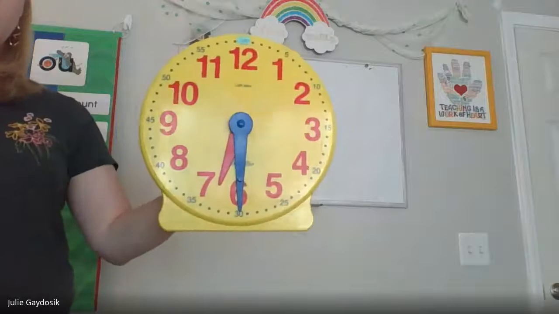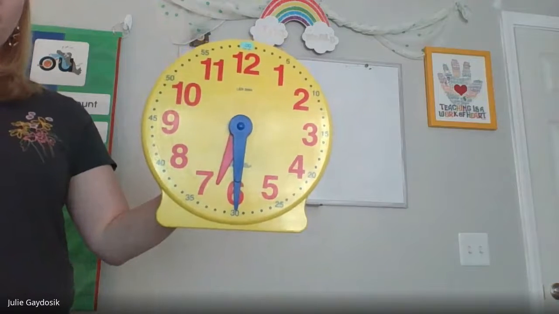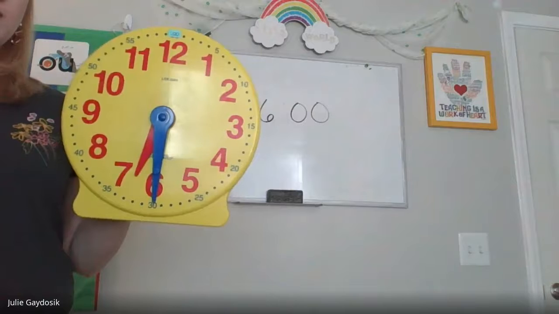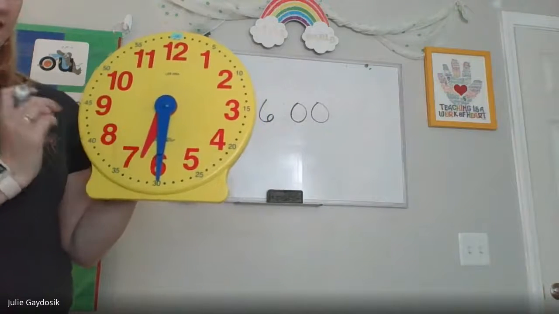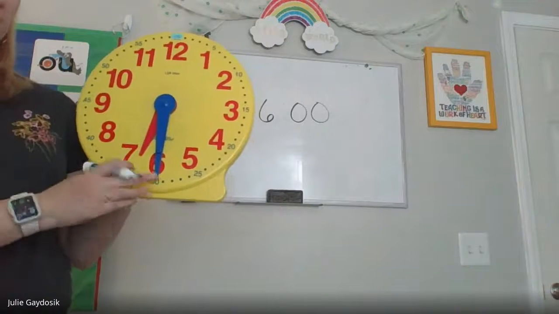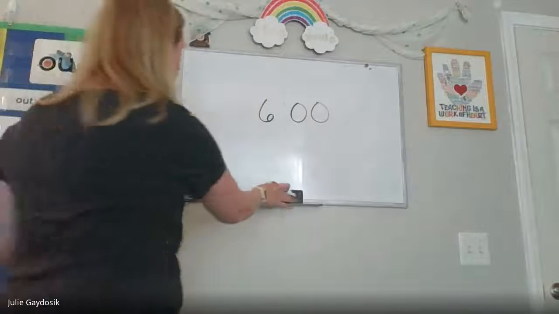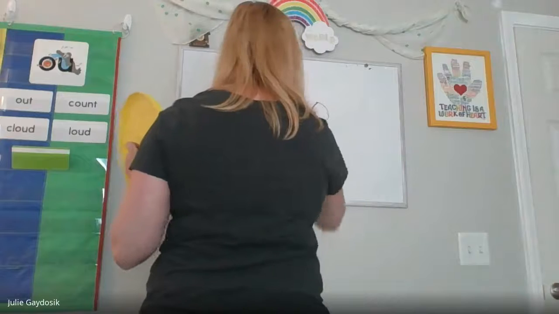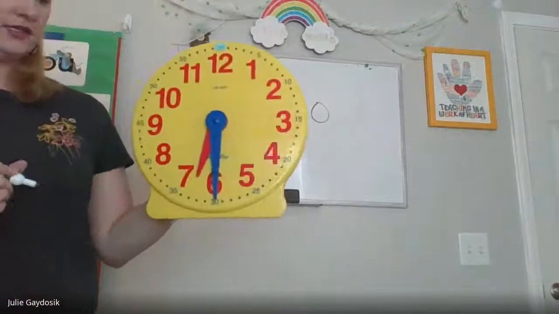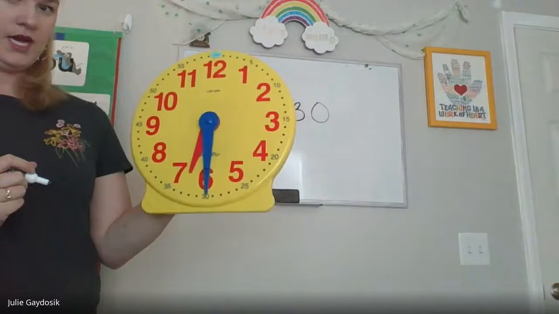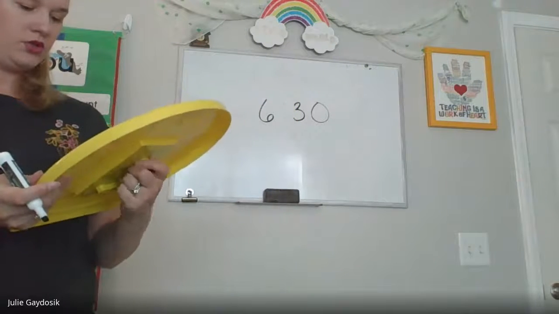Now what time is this? Be careful with that hour hand. It's in between the 6 and the 7. It hasn't made it to the 7 yet. Where's the minute hand pointing? So this time would be 6:30. Okay, let's do 2 more.